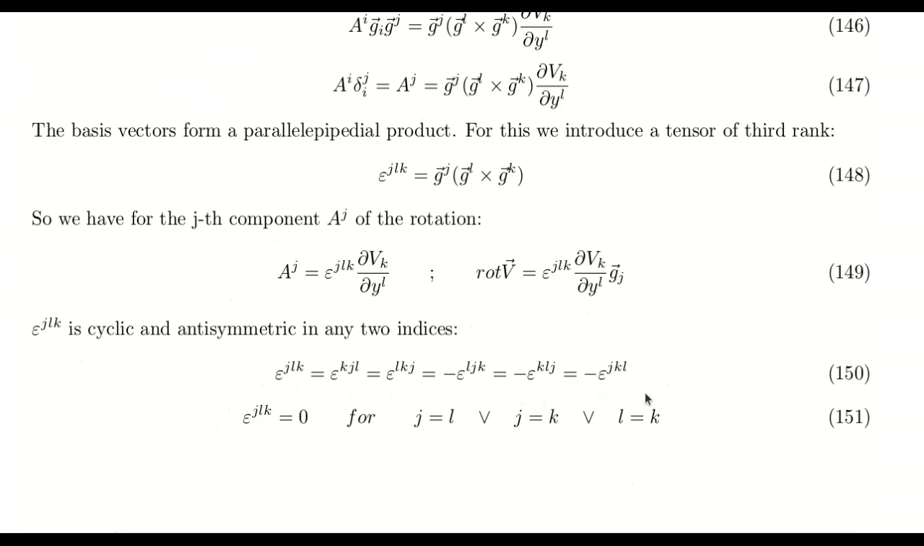If there are two indices with the same value, then the epsilon tensor is vanishing. It's zero then.